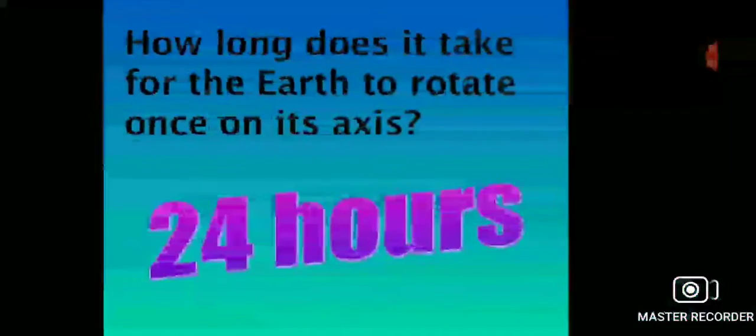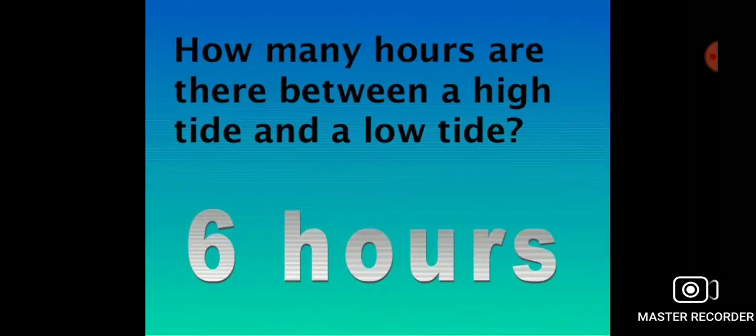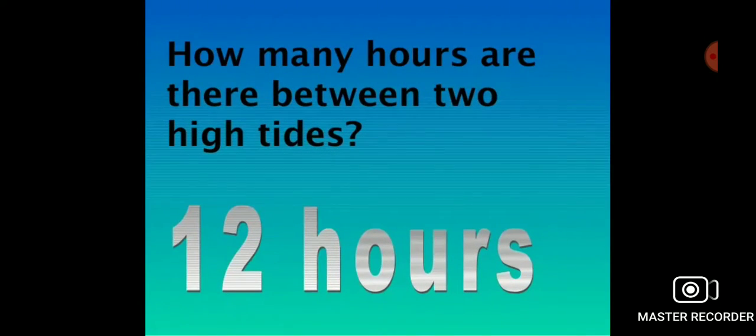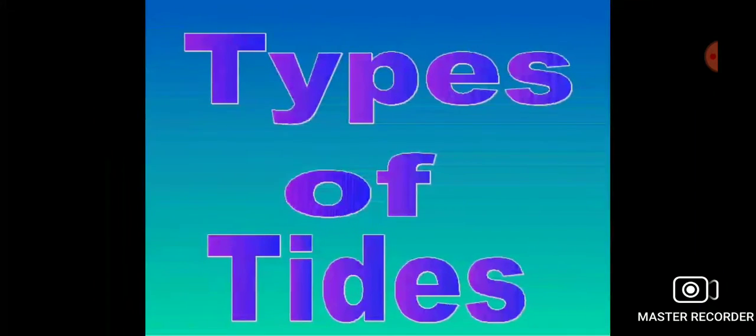That is 2. How long does it take for the earth to rotate once on its axis? 24 hours. Okay, that's why one day is equal to 24 hours. How many hours are there between a high tide and a low tide? That is 6 hours. How many hours are there between two high tides? That is 12 hours. At any given time of the day, how many high tides are there? So there are two high tides.